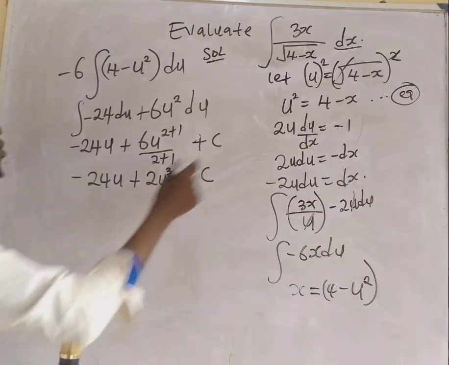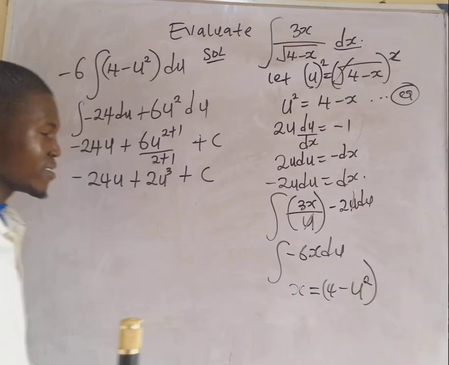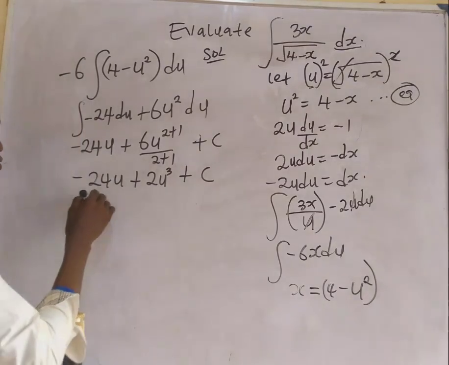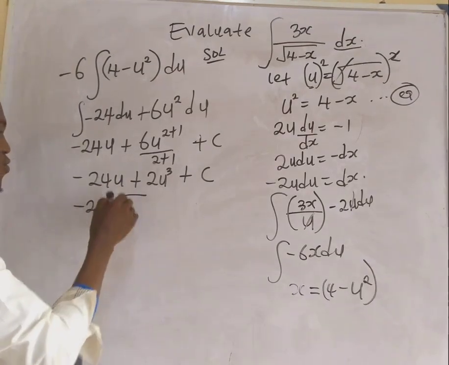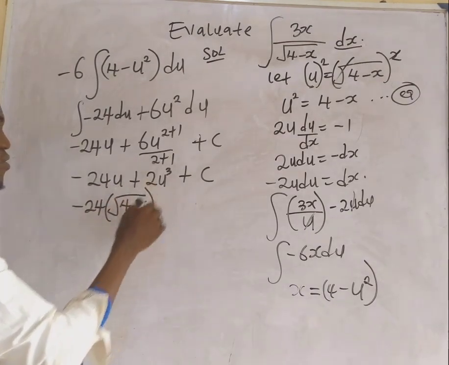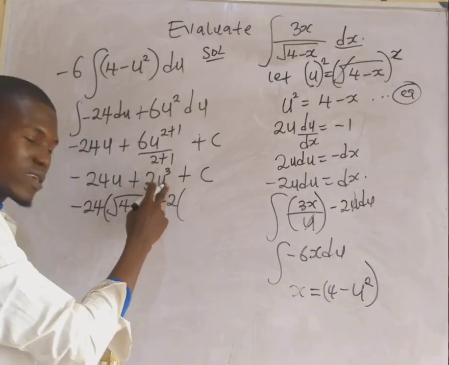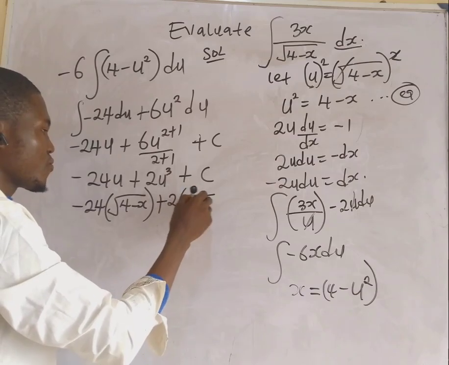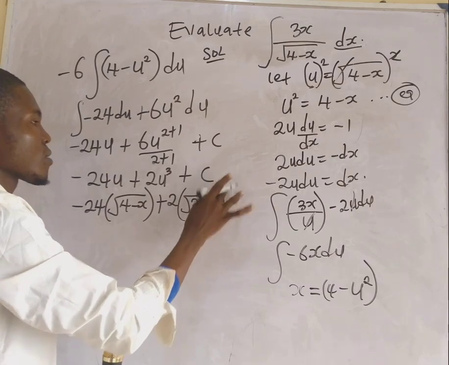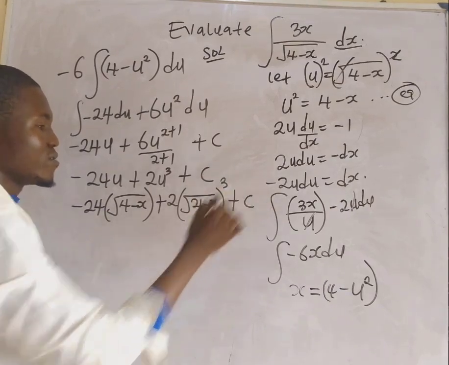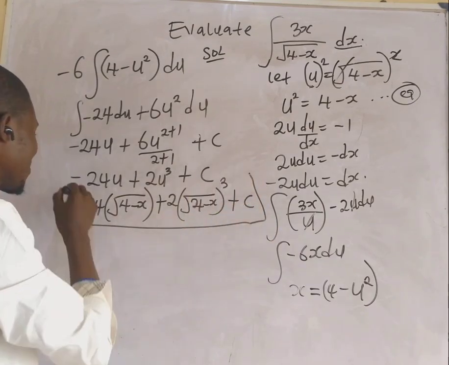Now this is our answer, but we need to substitute for our u. Our u was the square root of 4 minus x. So we will now have minus 24, and instead of writing u, you now write the square root of 4 minus x, close the bracket. Plus 2, open bracket, our u again, the square root of 4 minus x, raised to power 3, then plus c. I think we've integrated.